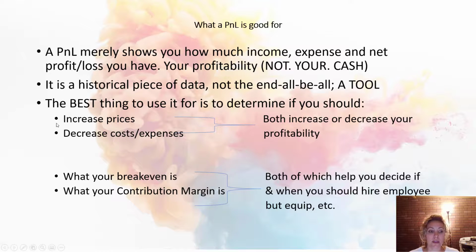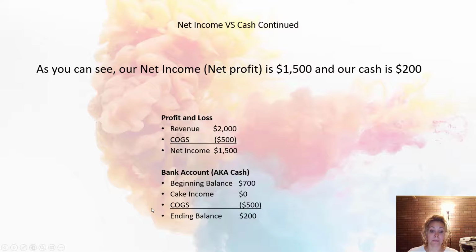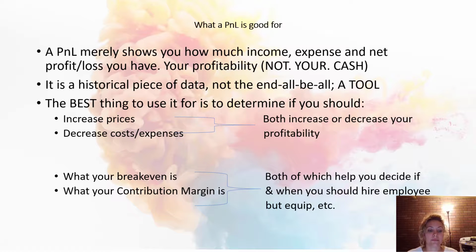So both increasing or decreasing your prices and decreasing or increasing your costs and expenses, those will increase or decrease your profitability. That'll decrease or increase this bottom line of $1,500 right here. If I increase my cost to $1,000, I'm only going to have a net income of $1,000. I also will have less cash, but cash is not something that we're just talking about here. It is, but it's not. We're just talking about profit.